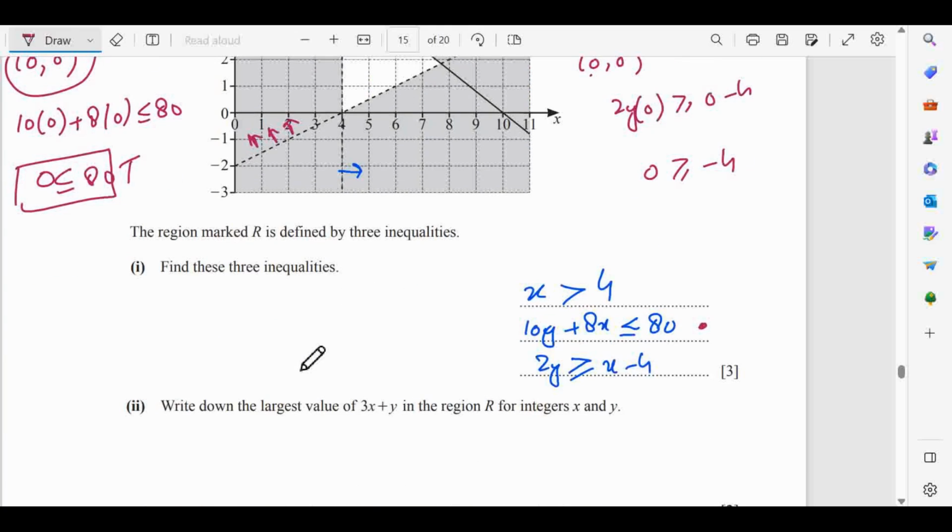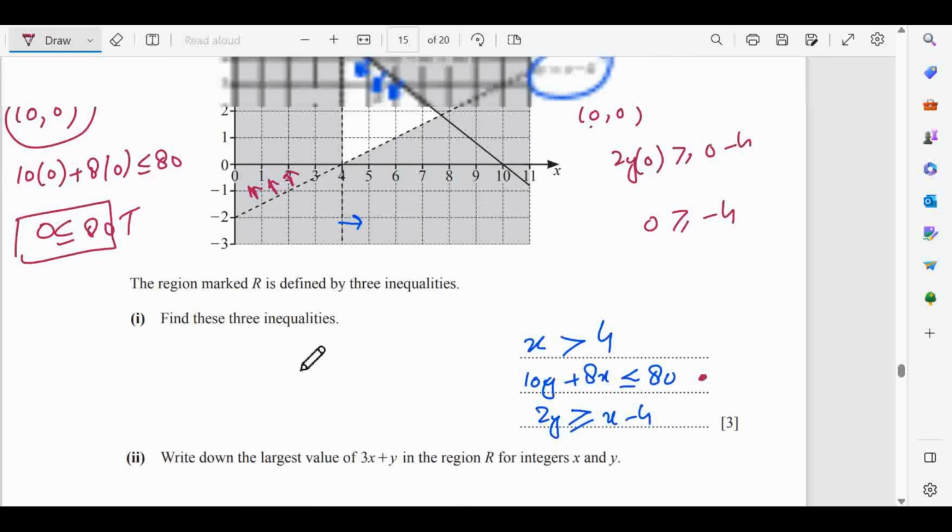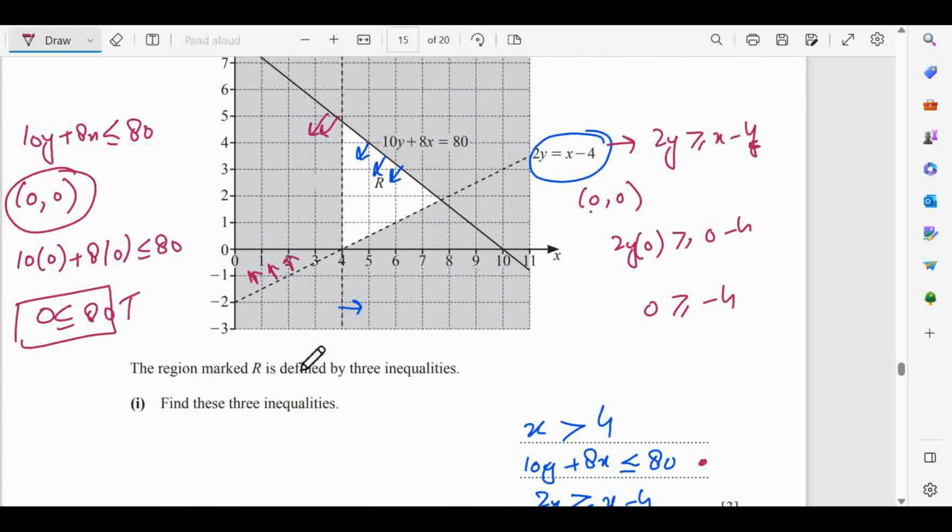Now in the second part, write down the largest value of 3x plus y in the region R for the integers x and y. Now we can see in the region and integers, that we will have for integers 1, 2, 3, 4, 5, 6 and 7. Yes, these we will have 7 points.